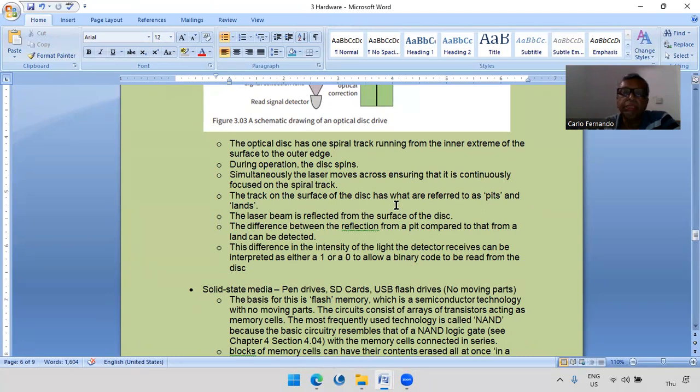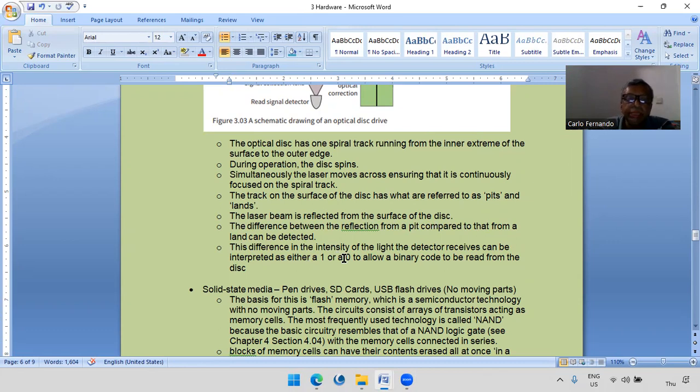The track on the surface of the disk has what are referred to as pits and lands. So here also it is a binary thing, two marks. If pits is one, then lands is zero. The computer needs only zero and one. If that can be provided, fine. The laser beam is reflected from the surface of the disk. The difference between the reflection from a pit compared to that from a land can be detected. That is how, whether it's zero or one, it's detected after the reflection.